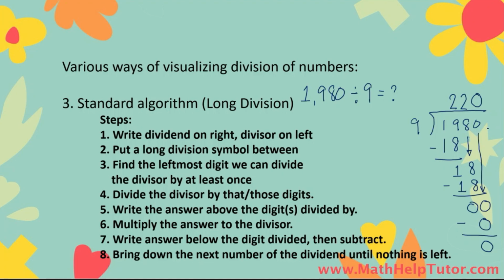Since there are no more digits to bring down, this tells us that this is the end of our long division process. And then we look at the number on top of our division symbol, and that number is the answer to the question 1980 divided by 9, which is 220.